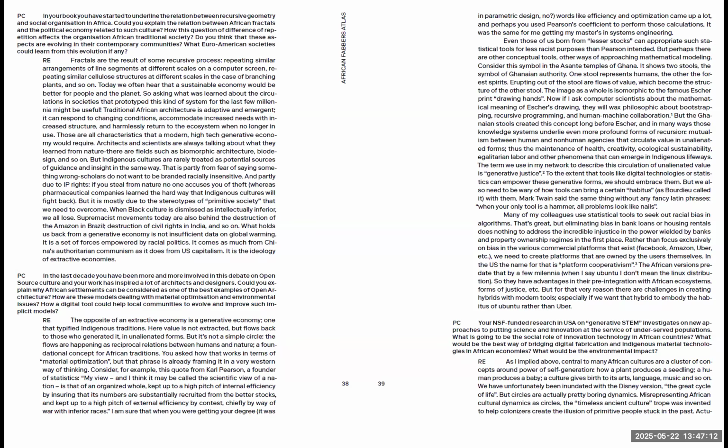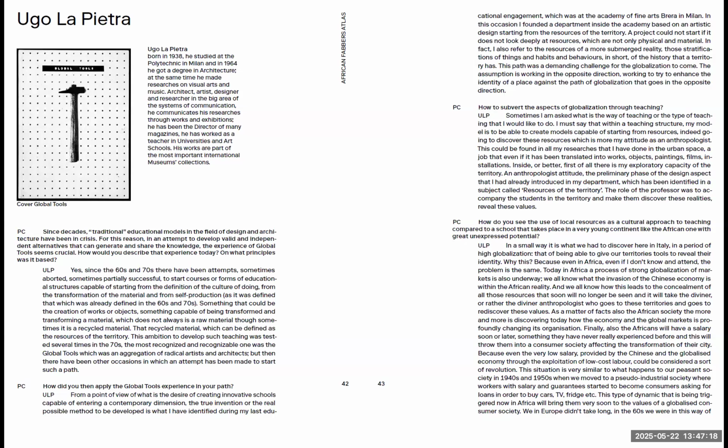So again, these conversations have different dimensions. And one of these dimensions is also related to tools. So Ugo La Pietra, you know probably Ugo, is a designer, part of the radical movement, doesn't have anything to do with Africa at all. But at some point we were sharing a conference where he said, look, I think that what we did in the 60s and the 70s on Global Tools, which is one of the most radical projects he was developing with other Italian designers, I think is what is happening now in Africa.